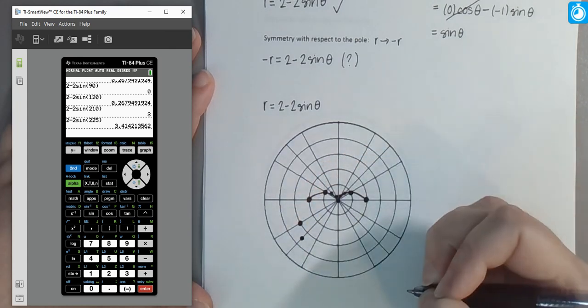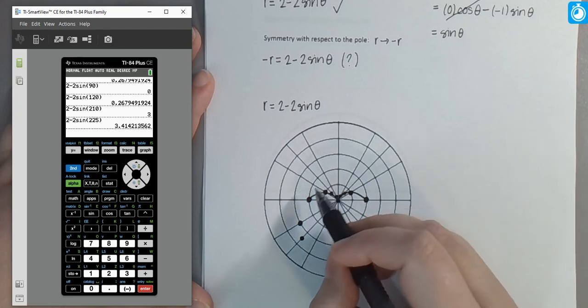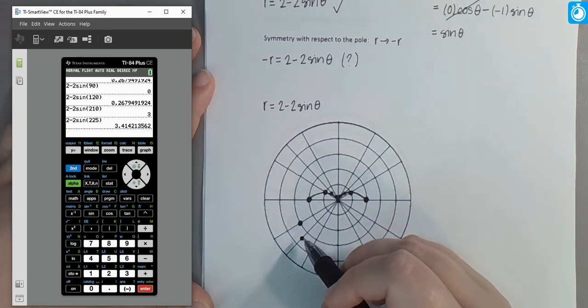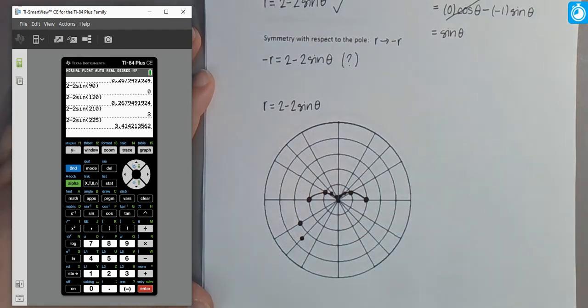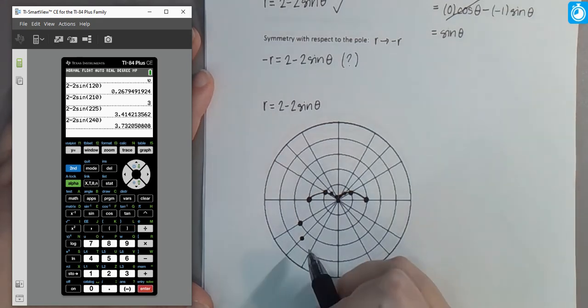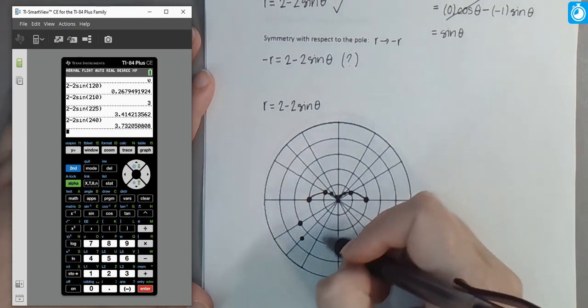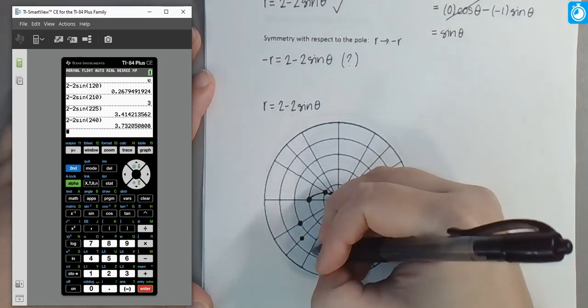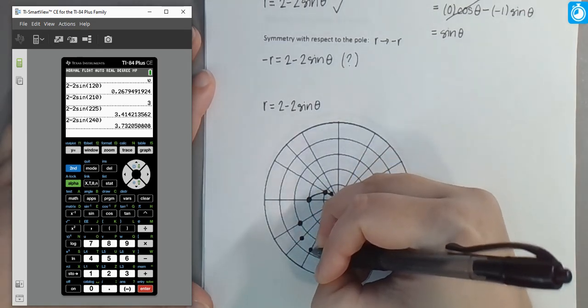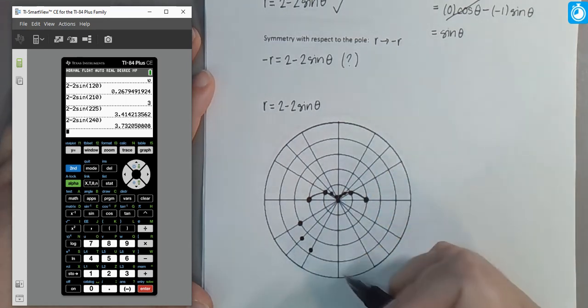Okay, keep rotating. So 210, 225, 240. So 2 minus 2 times the sine of 240 degrees is about 3.7. So notice the increase is slowing. So at 240, we're at about 3.7. So maybe around here.